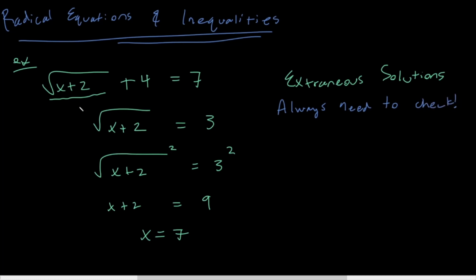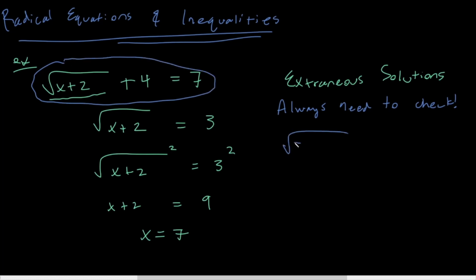So I'm going to check 7 by putting it back into the original problem. So I do square root x plus 2, so that's square root 7 plus 2 plus 4 equals 7. Square root 9 plus 4 equals 7. Square root 9 is 3, plus 4 equals 7. So this is good. It does work out.